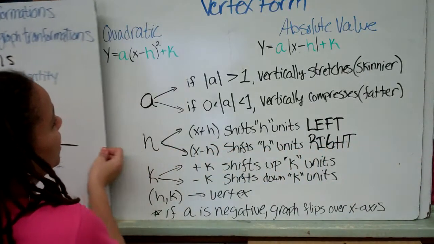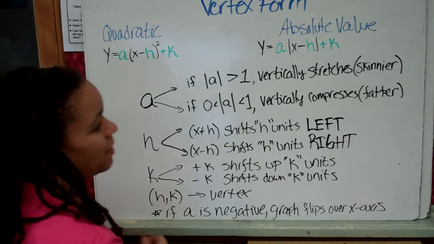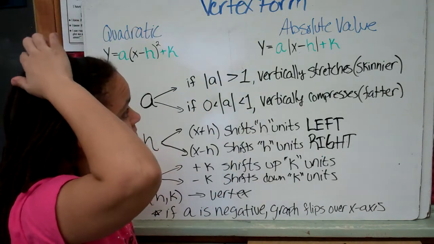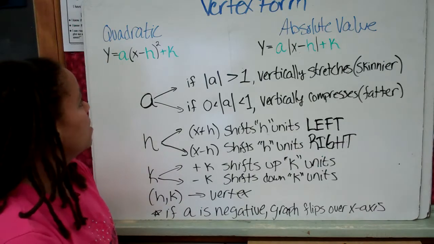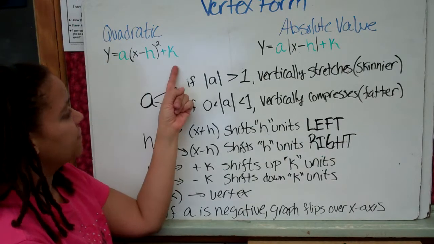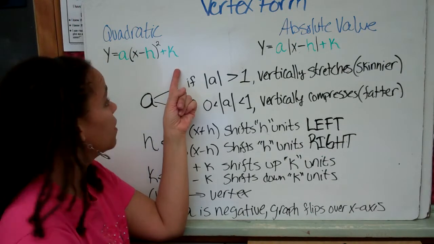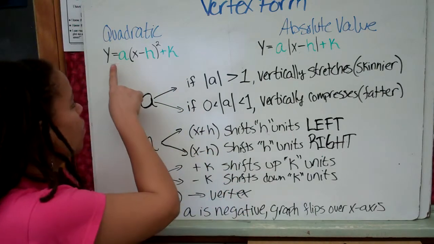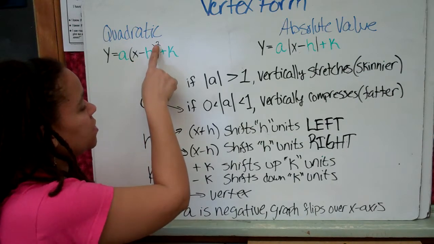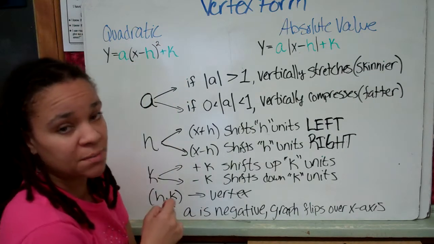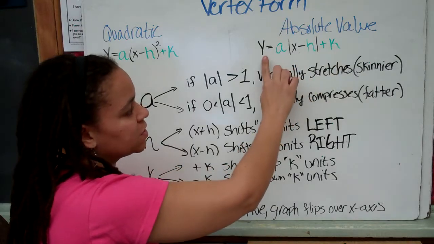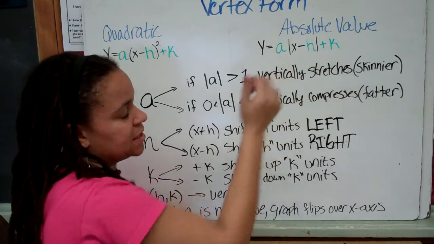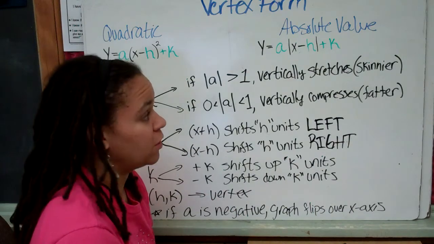I know there's a lot to write here, so you may want to pause right now and write it down, but this is the vertex form. For quadratic, we have the vertex form of the quadratic equation. It used to be just x squared, so now we're throwing everything in: y equals a times (x minus h) squared plus k. I still know it's quadratic because of the squared. The absolute value is y equals a times the absolute value of (x minus h) plus k. And notice it's inside the absolute value signs. That's how I know it's an absolute value equation.